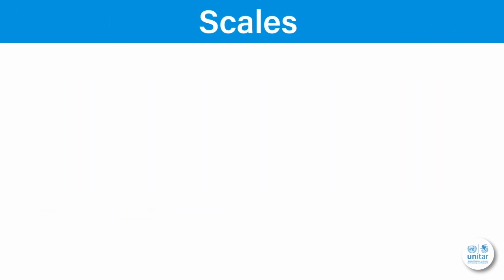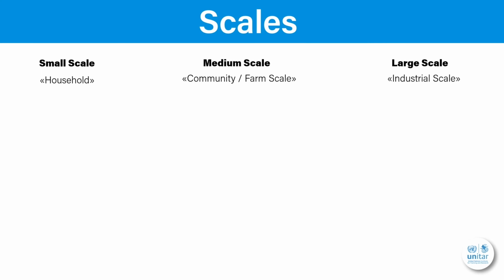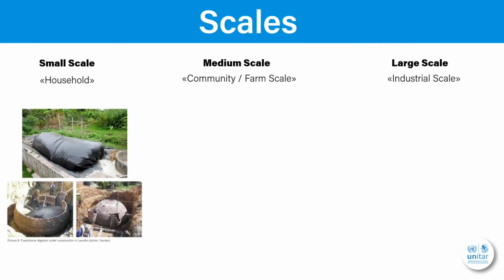Let's now see at what scale anaerobic digestion is applied. Here we can see that we have a wide range of application, from small to medium and large-scale systems. On a small scale, we have digesters that are installed for single households, with digester volumes of 1 to 3 cubic meters, for example.